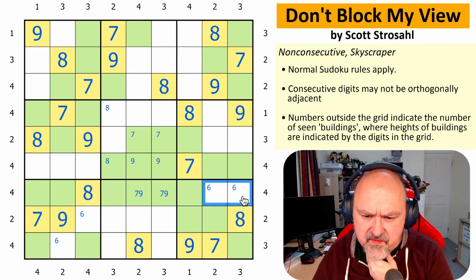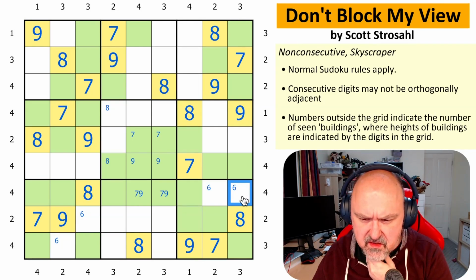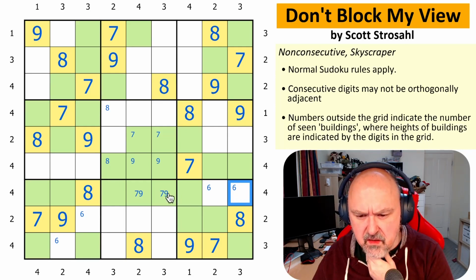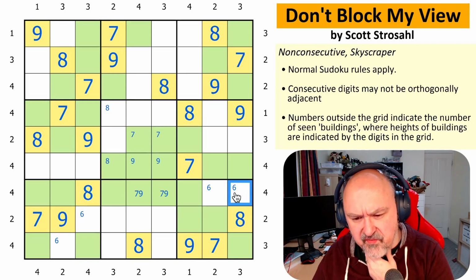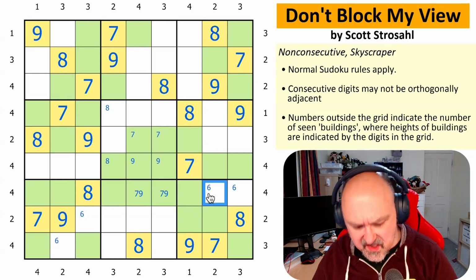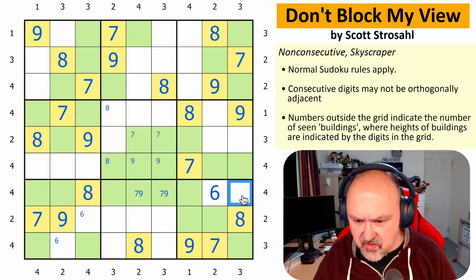Now, if this is a 6, the only digits higher than the 6 I've got are 7, 8, 9. I can't use an 8. So if this is a 6, the best I could get is a 3 by going 6, 7, 9. So that can't be a 6. This is the 6. So this is not a 6, and that is green. These become green. This becomes a 6. So this becomes green.